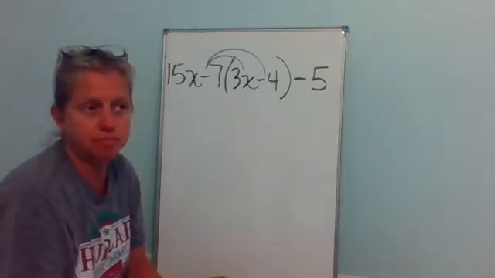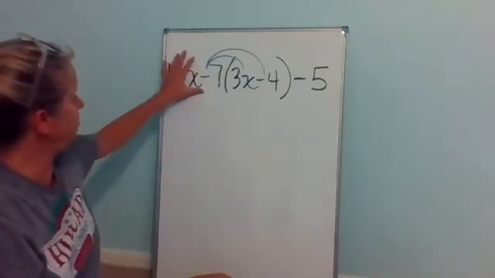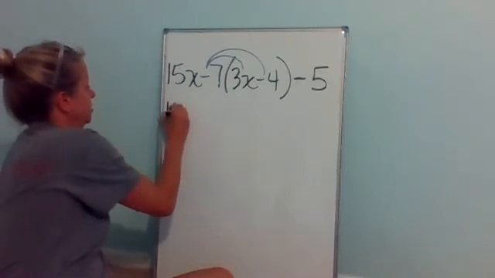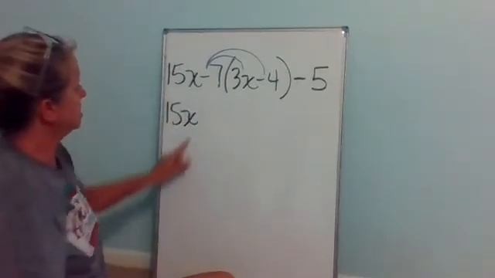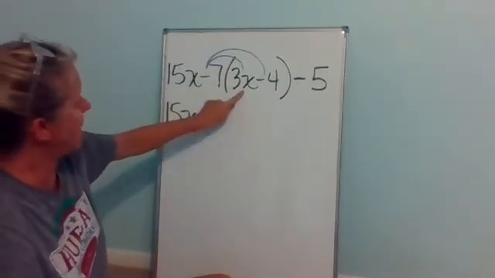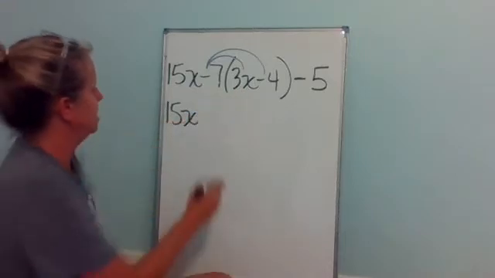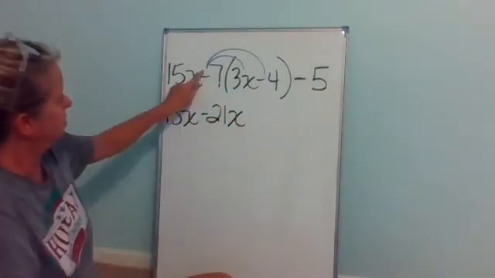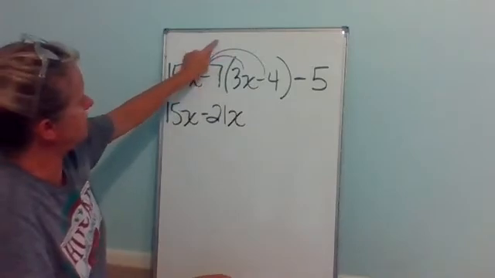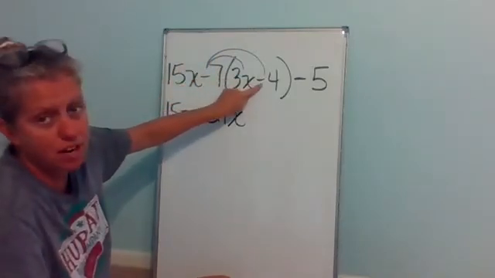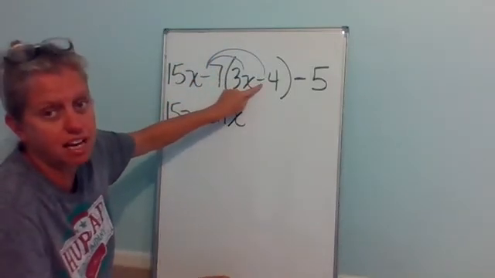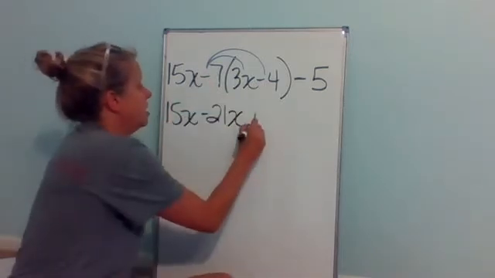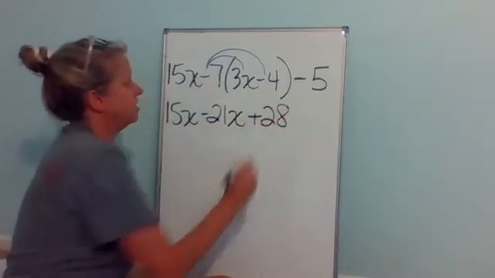So let's see. This 15x is not affected, so it'll just come down. Let's see, negative 7 times 3x gives me negative 21x. Negative 7 times negative 4. We've got a negative times a negative. If you don't like this, punch it in, please. Negative 7 times negative 4 gives me positive 28.